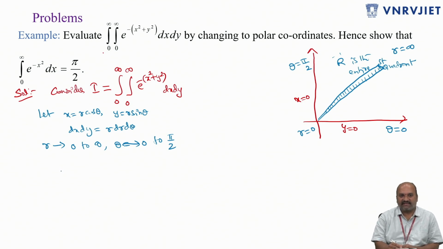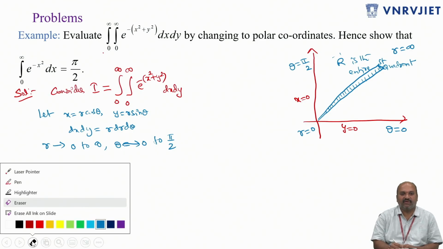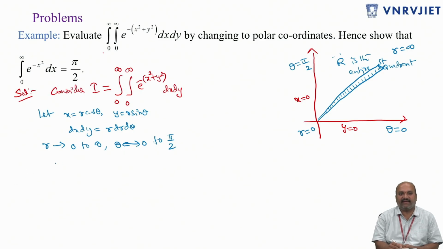Now this integral I is equivalent to the following. First let's substitute x equals r cos theta and y equals r sin theta. What is the integrand we have? It is x square plus y square. What is x square?